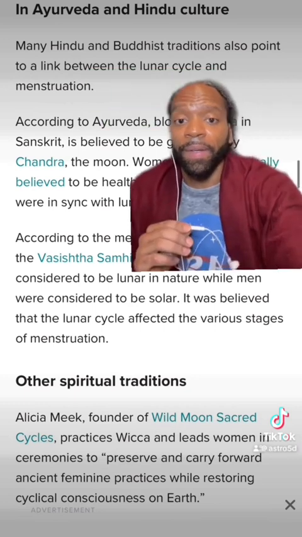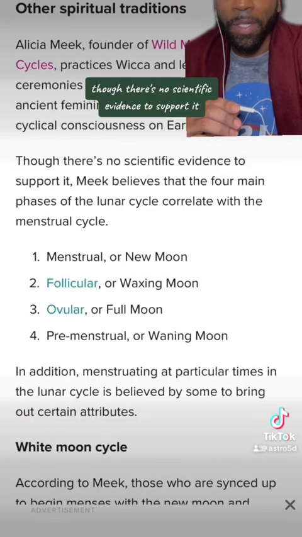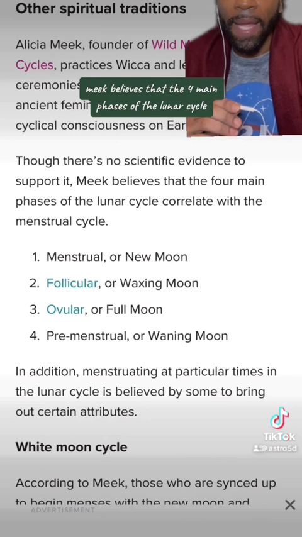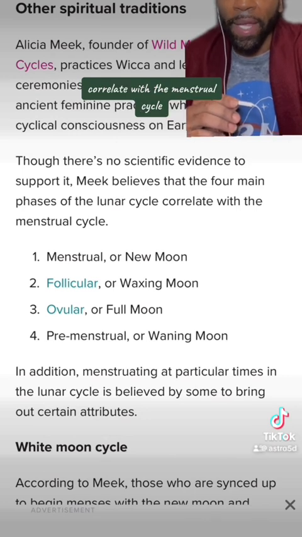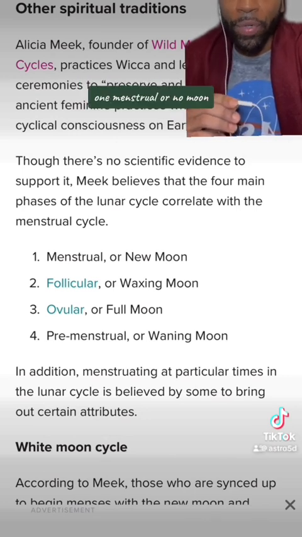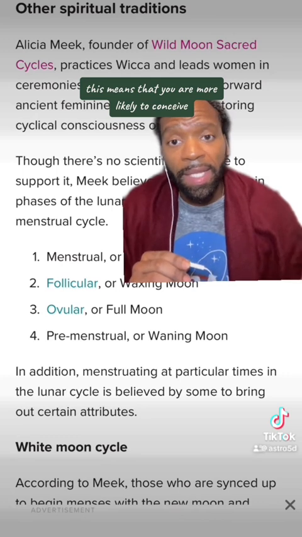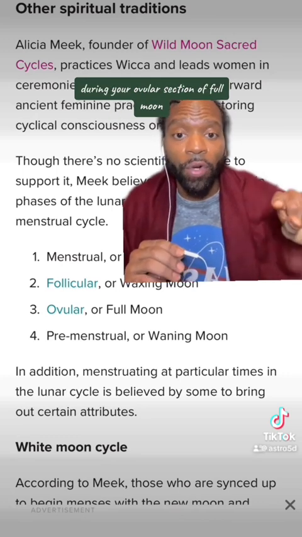You get the gist. Though there's no scientific evidence to support it, Meek believes that the four main phases of the lunar cycle correlate with the menstrual cycle. Menstrual or new moon, follicular or waxing moon, ovular or full moon, premenstrual or waning moon. This means that you are more likely to conceive during your ovular section of full moon when the moon is at a full charge.